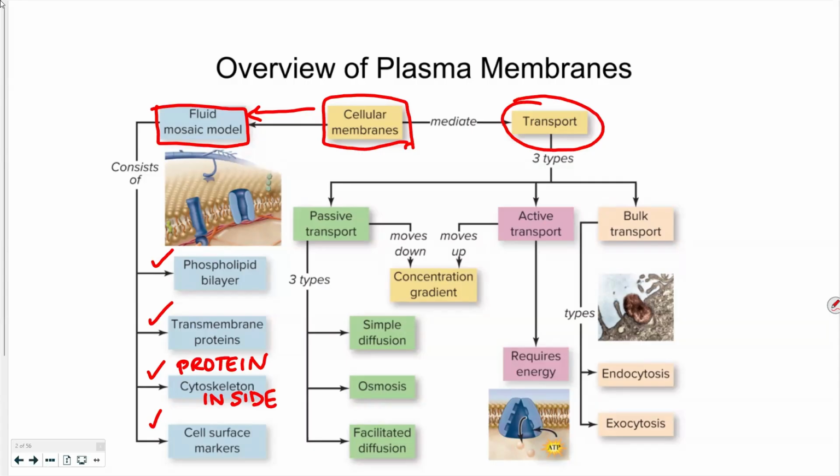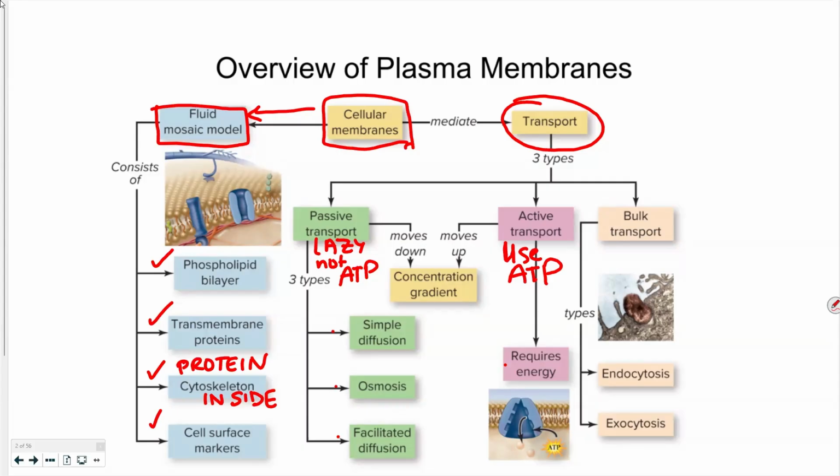We'll talk about 3 different types of transport. First, we'll talk about passive transport, which is the lazy way. There's no ATP required for passive transport. And we're going to have 3 different ways that we can do passive transport. We'll talk about active transport. This does require ATP. So there we go, it requires energy.